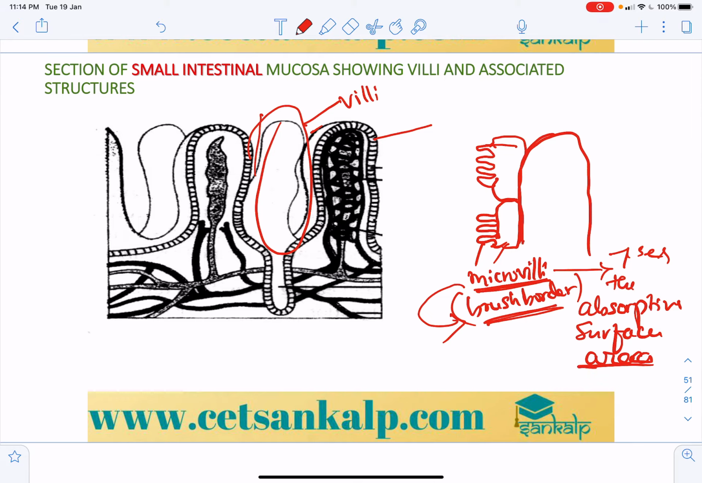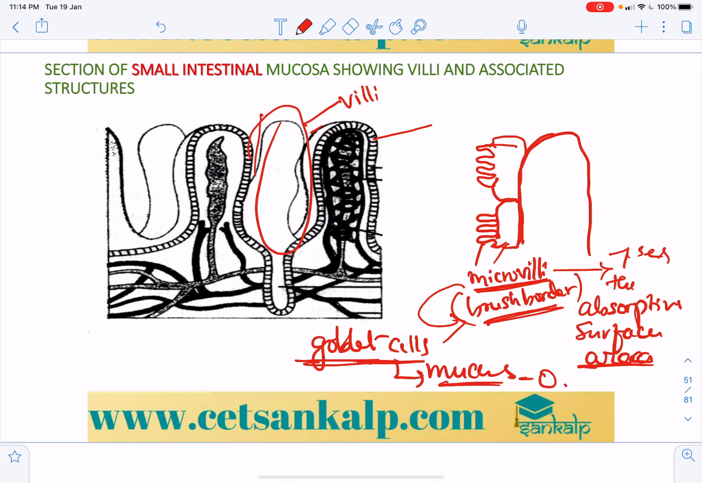These cells, the mucosal epithelium, also consist of goblet cells, and these goblet cells along with the glands produce mucus, which helps in lubrication. Generally we can see that in the esophagus, right? Mainly in the esophagus, the mucosal epithelium will have goblet cells. These goblet cells produce mucus.